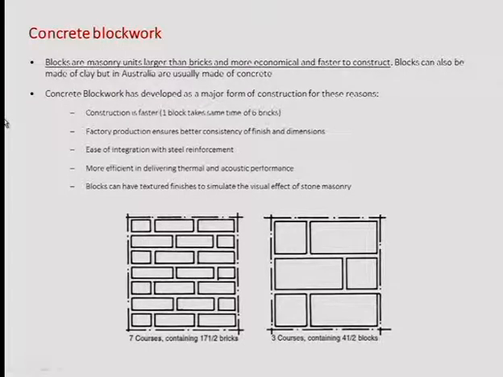In one block you can place, in the same volume, more or less 6 bricks in size. So whenever you place a concrete block, another person has to place 6 bricks in a course. So you can imagine the advantage. Also, the factory production ensures better consistency of finish and dimensions because they're more manageable. So these concrete things are more precise in shape and cut. As you've seen in the previous slide, integration with steel is possible, so you can actually reinforce it. And it's more efficient in terms of thermal and acoustic performance.